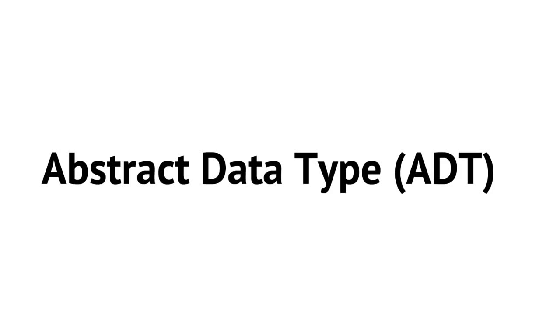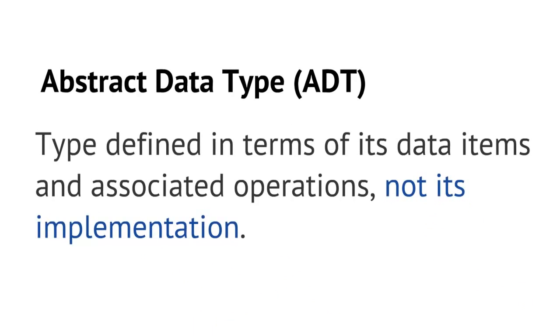In this video, we're going to look at this concept of an abstract data type. The abstract data type is just a type that's defined in terms of its data items and its associated operations, but it says nothing about the actual implementation details.